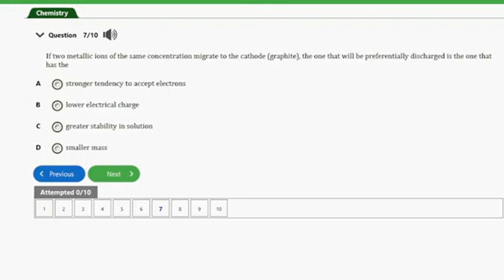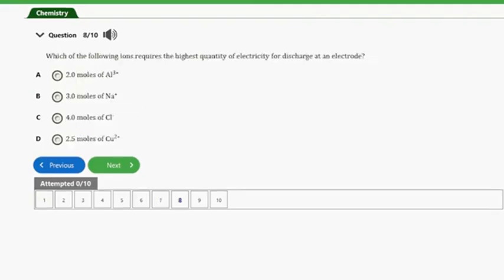So if two metallic ions of the same concentration migrate to the cathode, the one that will be preferentially discharged is the one that has the tendency to accept electron. So that's it for that question. So let's consider the next question. That's question number 8 here.